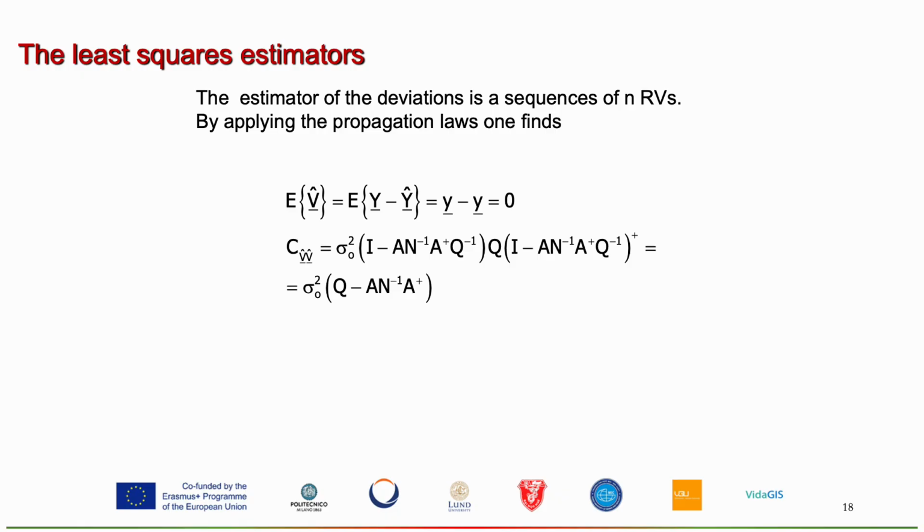Finally, for the a posteriori estimates of the residuals, we can obtain their covariance matrix again by covariance propagation, and in particular after few computations we find out that the covariance matrix of the a posteriori estimates of the residuals is given by the variance that multiplies the cofactor matrix minus the design matrix that multiplies the inverse of the normal matrix that multiplies the transpose of the design matrix.